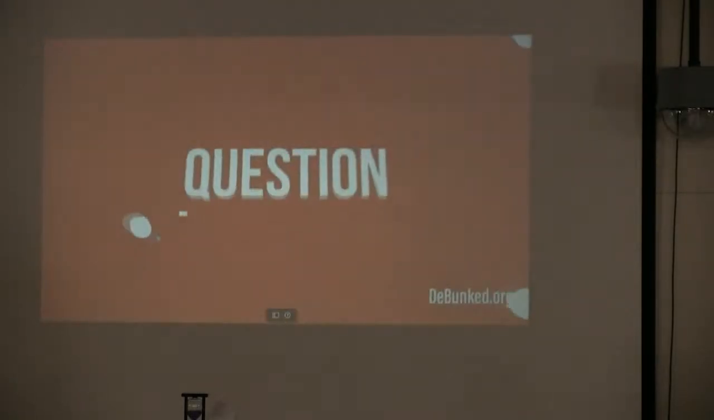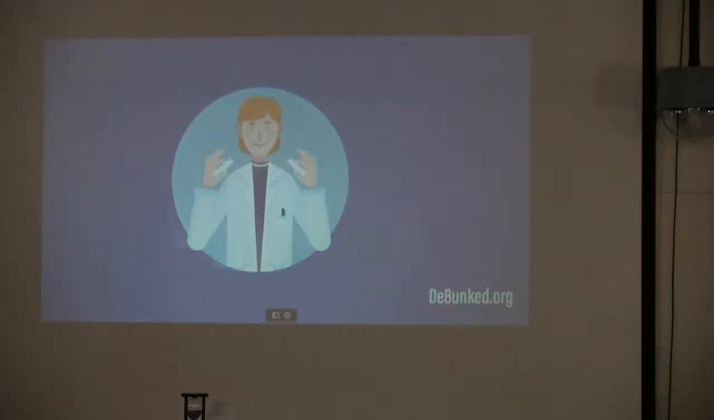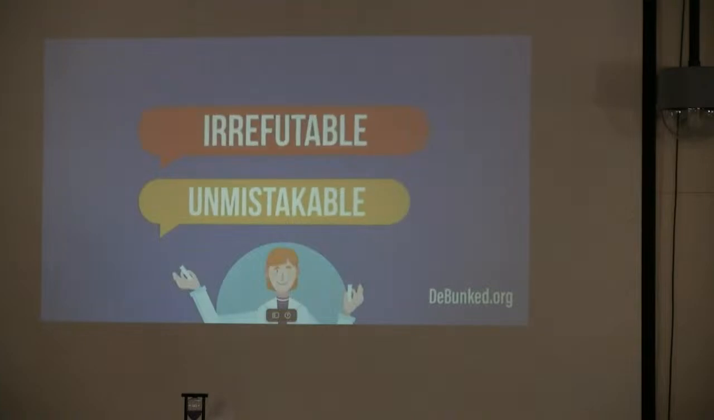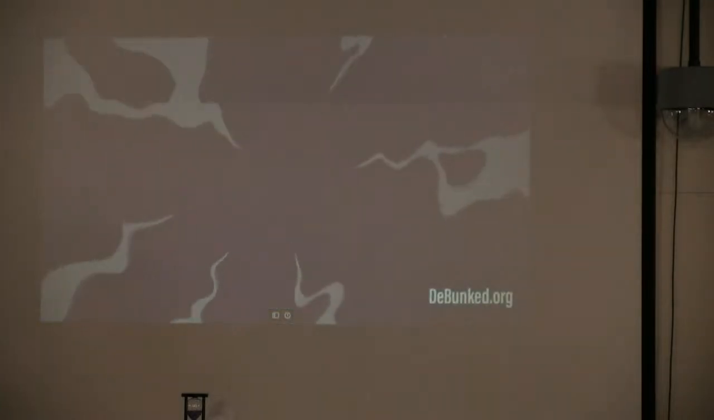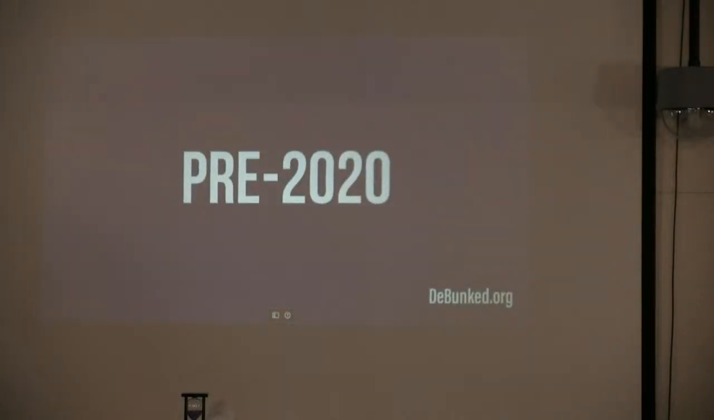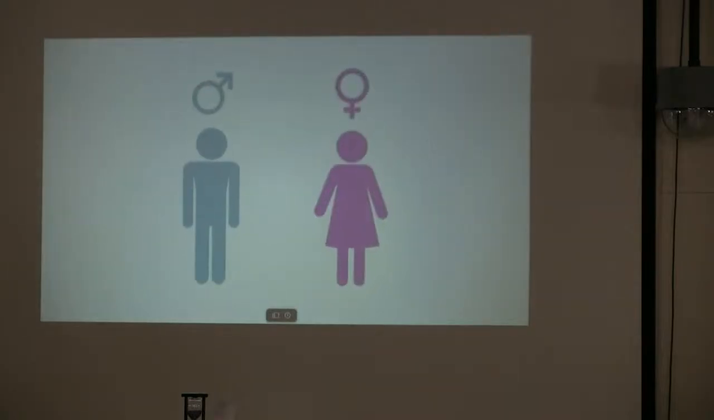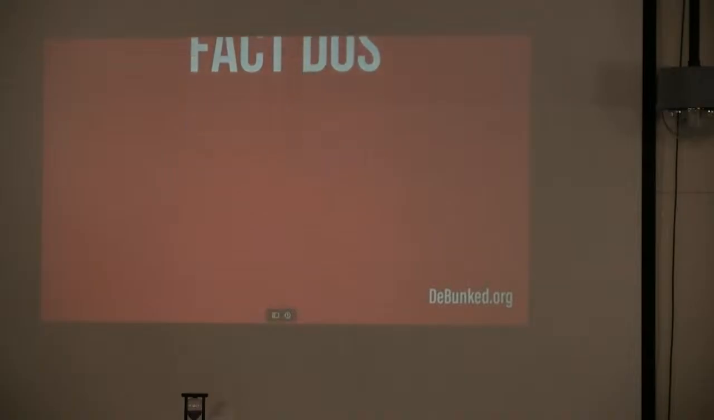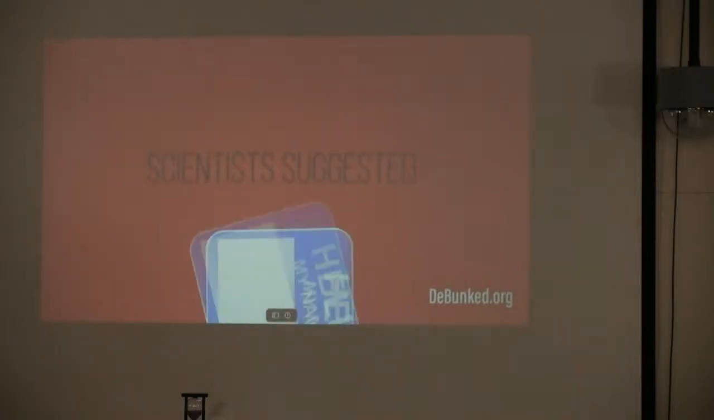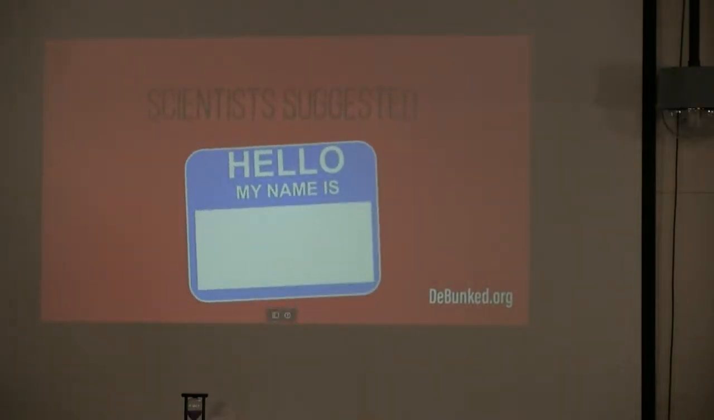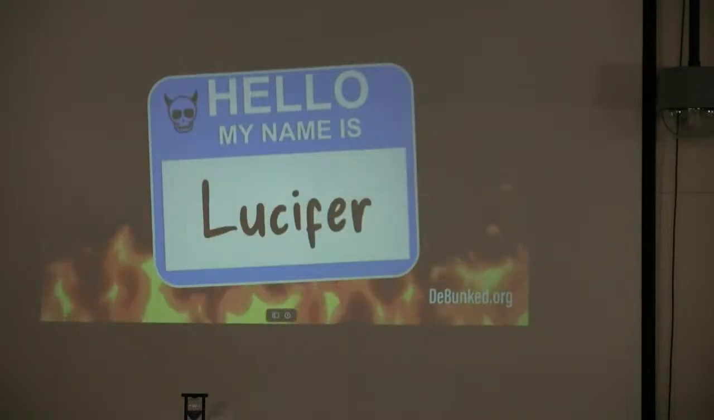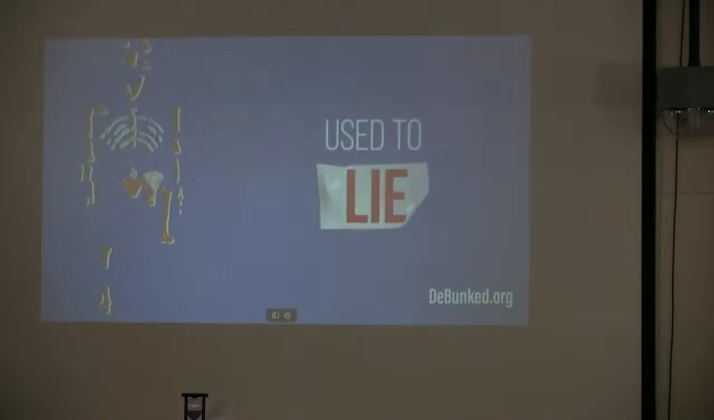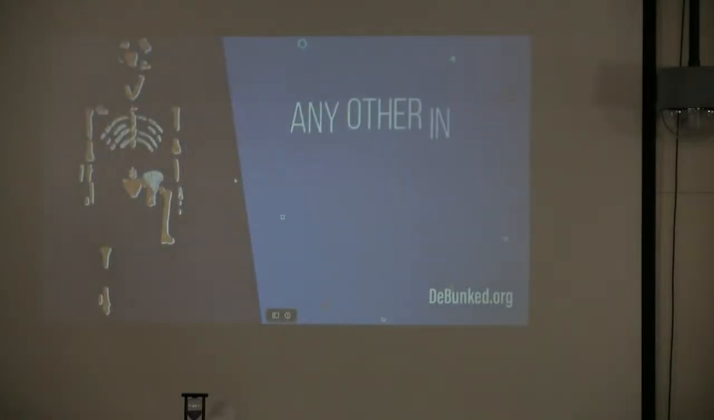So, question. How in the world did the earlier, nearly infallible scientists who were proclaiming Lucy as the unmistakable, irrefutable missing link miss this? I mean, this was pre-2020, and everybody knew the difference between men and women back then. Oops, probably shouldn't have said that. The fact is, after making this discovery, scientists suggested a new name for Lucy. They suggested Lucifer. I am not kidding. And quite honestly, it's fitting because this set of bones has been used to lie to more people than just about any other in recent decades.